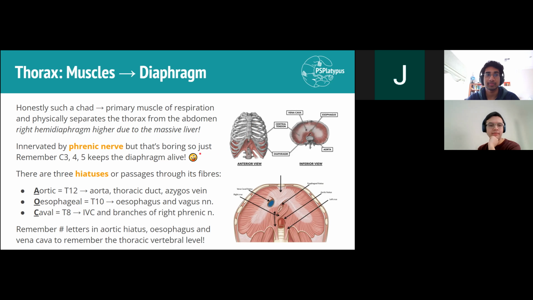What is it innervated by? It's innervated specifically by this named nerve called the phrenic nerve, but that's a boring way to remember it. So the way that faculty says to remember it is C3, C4, C5 keeps the diaphragm alive.